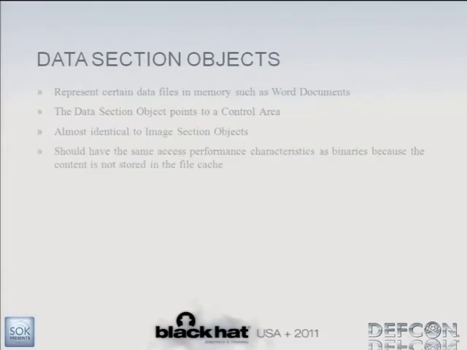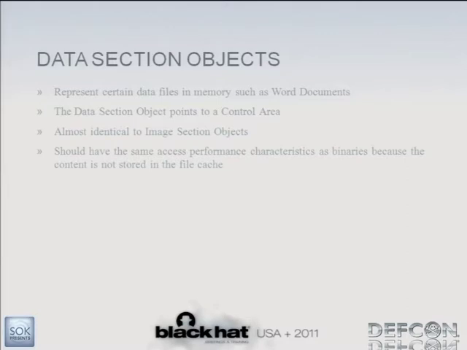Now, data section objects, they represent data files in memory. I'm not sure what types of files load themselves as a data section object. I know that PDFs don't, but Word documents do. So if you're loading up Microsoft Office documents, they're going to look like, in memory, the data section object, that structure actually is exactly like an image section object, besides a few sanity checks that don't work in this case.